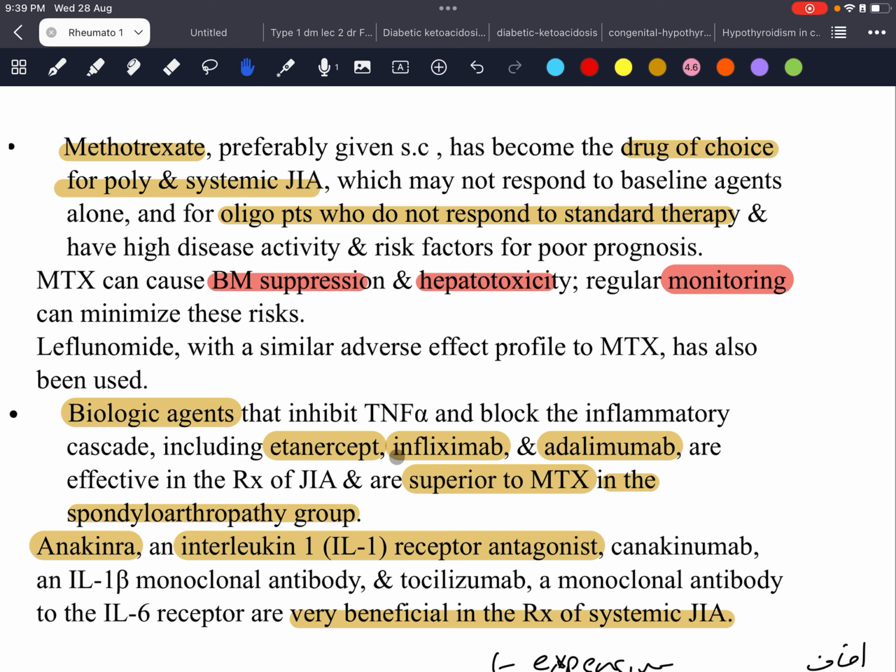For biological agents, we have infliximab and other agents like adalimumab. Here it is superior to methotrexate and is used with the spondyloarthropathy group, HLA-B27 positive. We have an interleukin-1 receptor antagonist like anakinra, which is very helpful in the treatment of systemic juvenile idiopathic arthritis that also has internal organ manifestations.